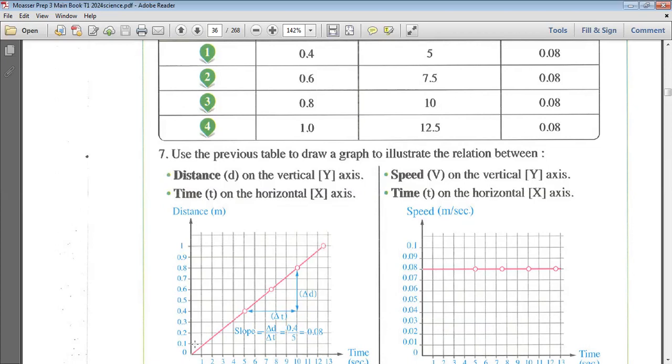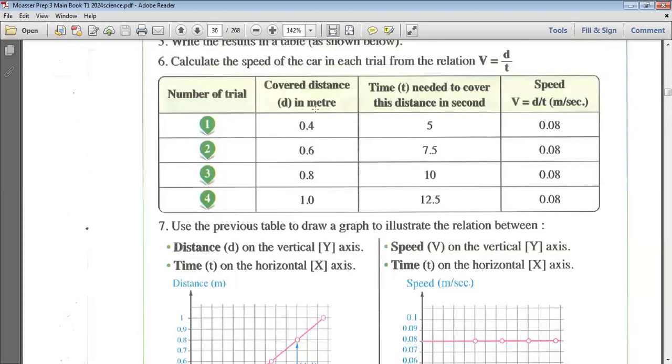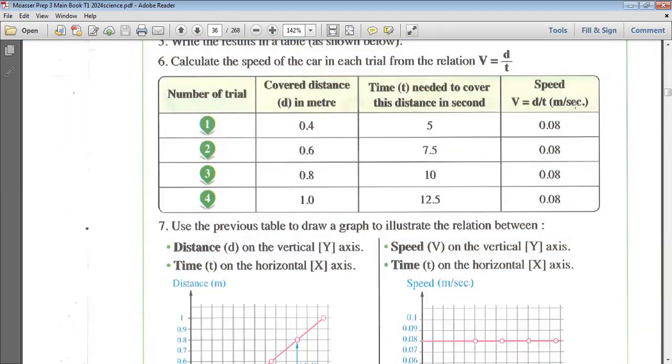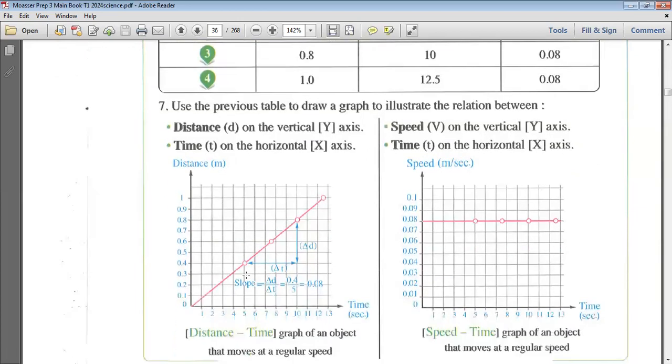So we will draw a graph, which is called a distance time graph, with the distance on the y-axis and time on the x-axis. If I look here, when I calculate the speed as distance over time, it will be 0.8, here 0.8, here 0.8 and 0.8. What is the speed here? It is a regular speed. So now we drew a distance time graph of a moving body with a regular speed.